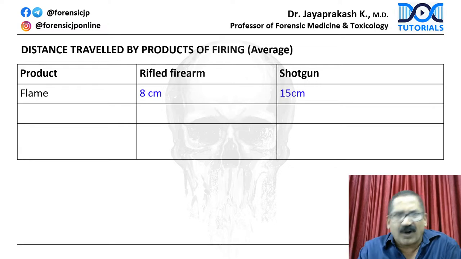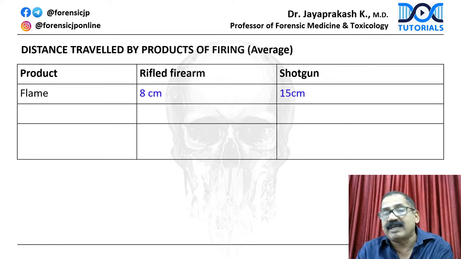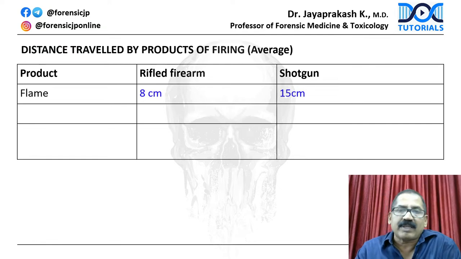Why is it more in shotgun? Because, you know, the amount of gunpowder in the shotgun cartridge is more than in the rifle firearm. Because the cartridge of shotgun is bigger, it accommodates more gunpowder. So, flame also traverses more.